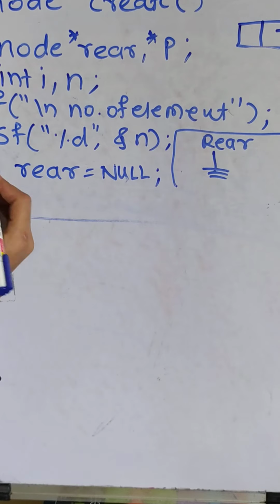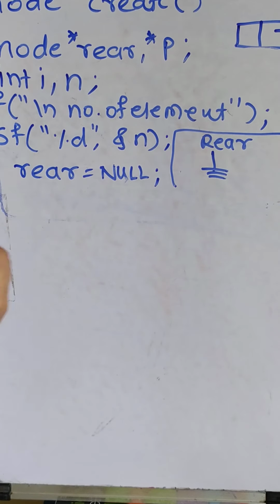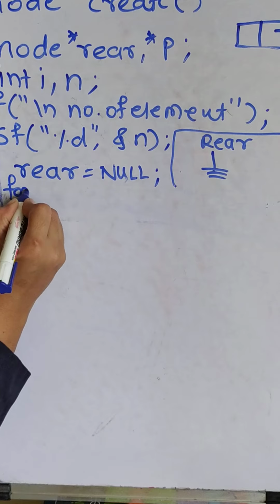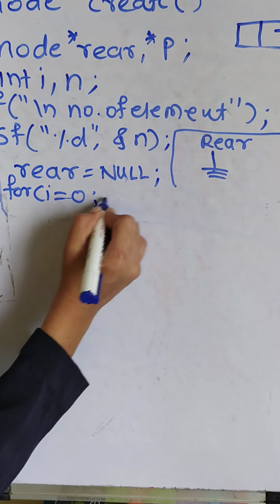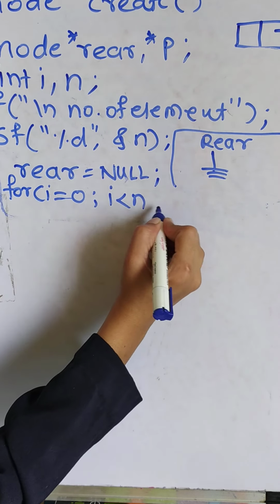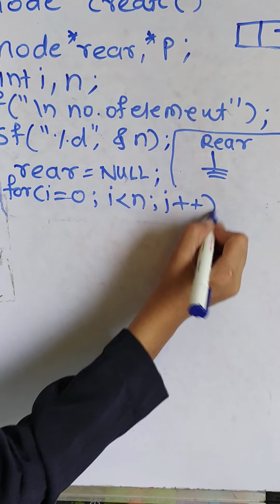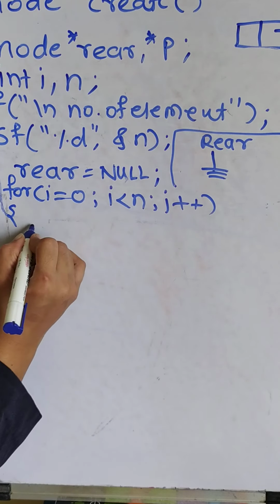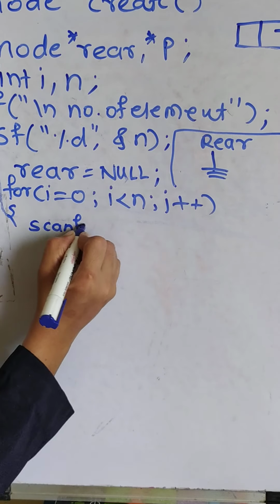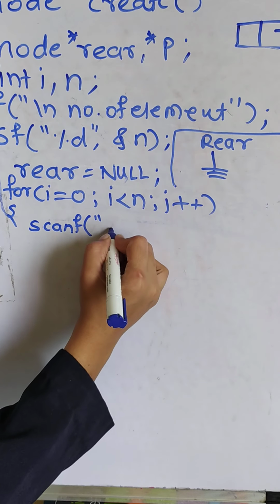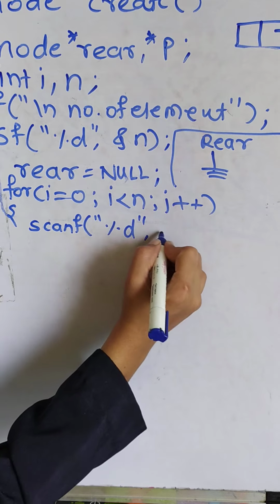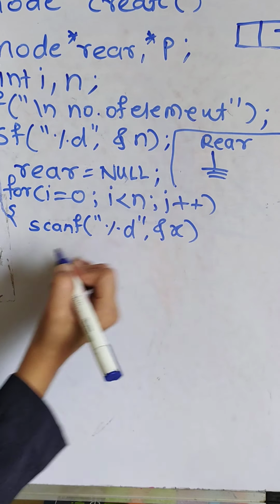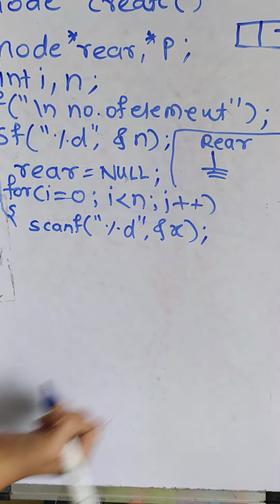Okay, then we use a for loop: for i equals 0, i less than n, i plus plus. For what? Because we want more than one node, so I am writing it this way. After this, take the data for the first node. So write scanf, and here take the data %d and address of x. Okay, this is the data for your first node.